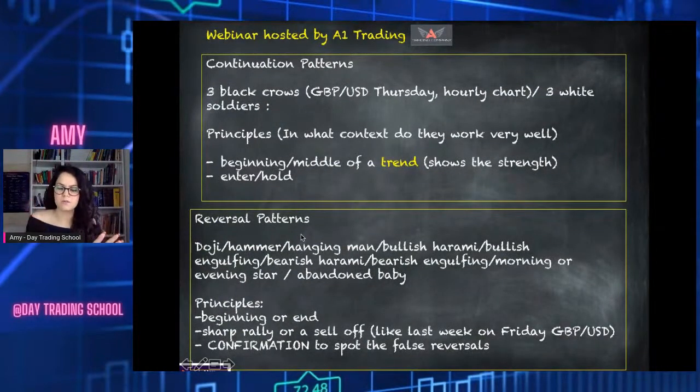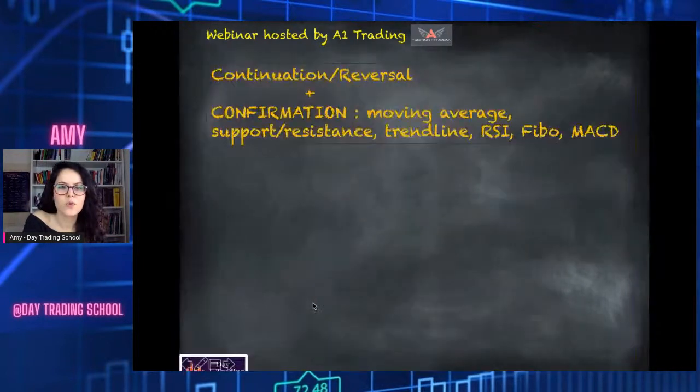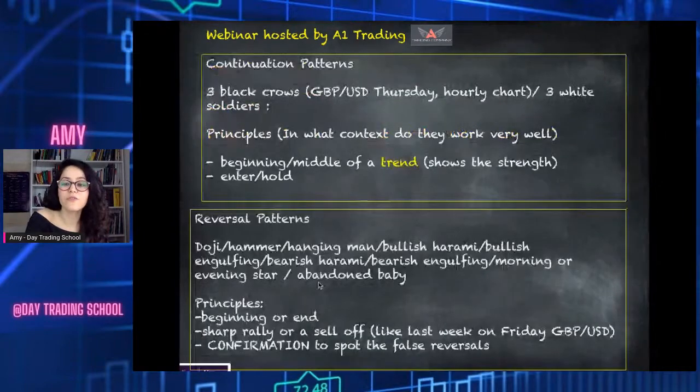Please write this down somewhere. Context. You have to bear in mind the context. And here I have written down a couple of reversal patterns. These are usually considered to be reversal, but again, it depends on where they occur. Exactly. I wanted to show you something else, but now I can't. Beginning or end. Yeah, all right, and for sure, right?